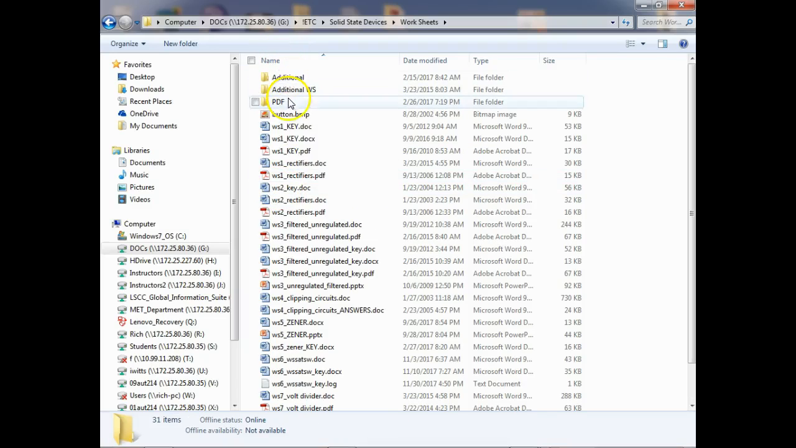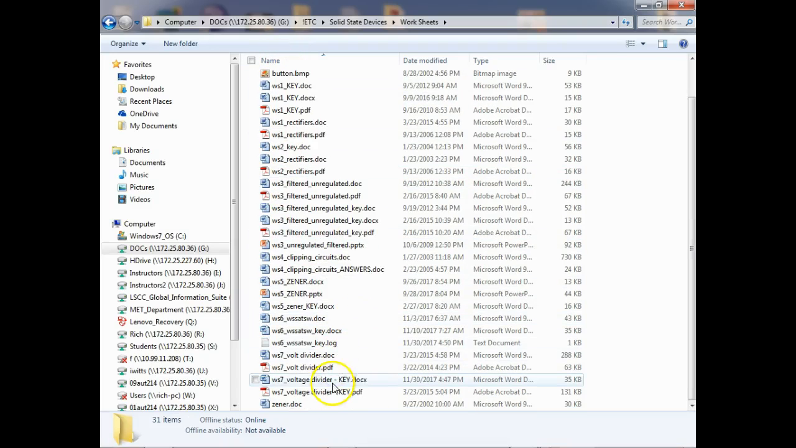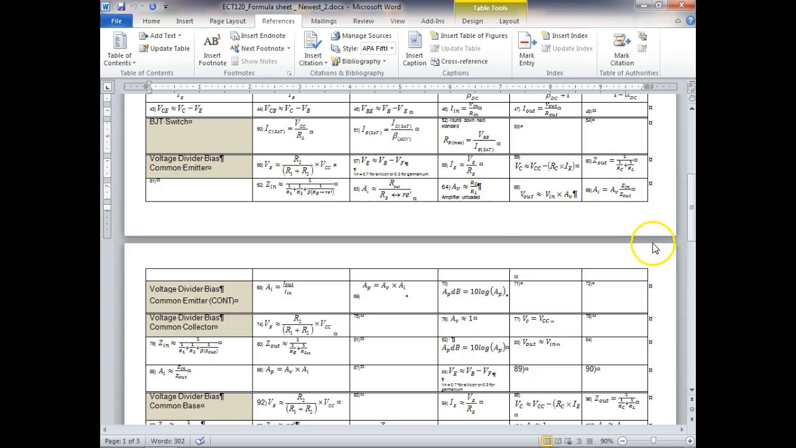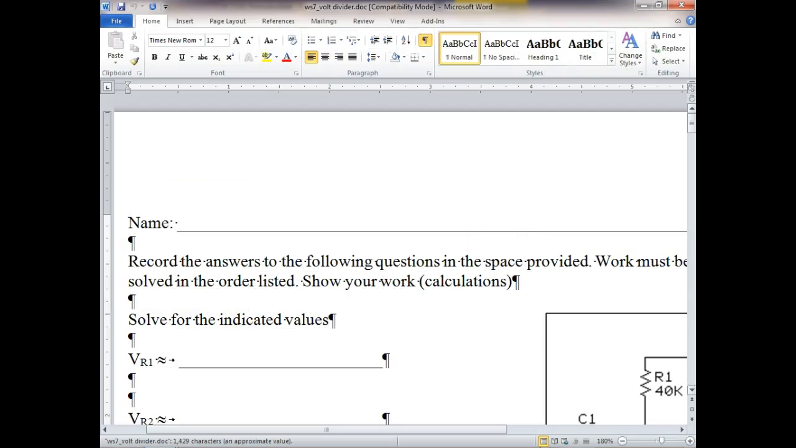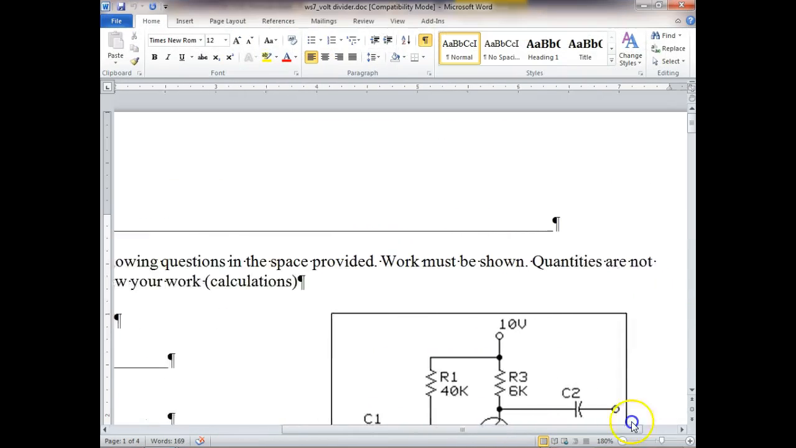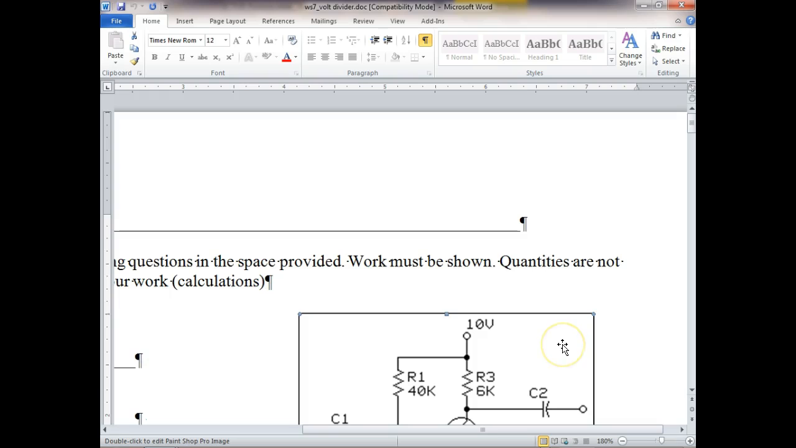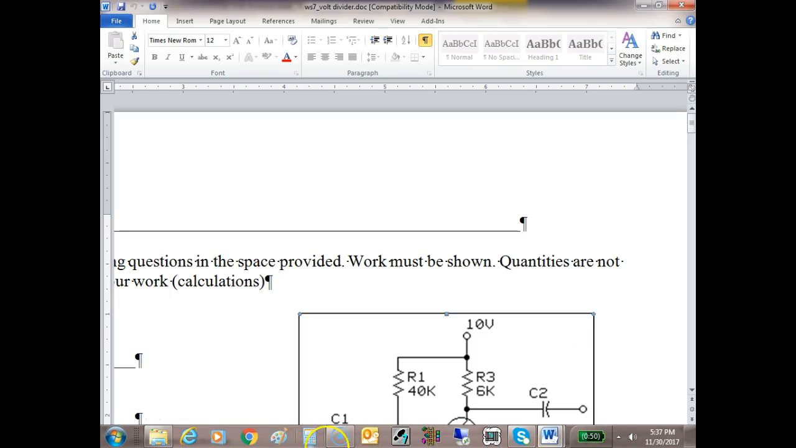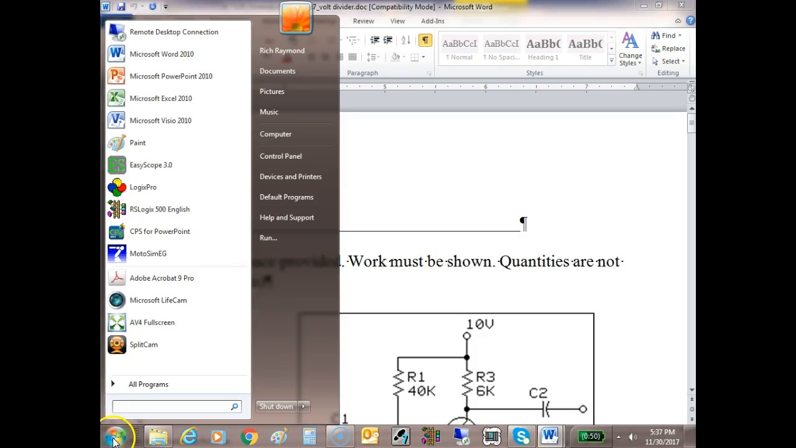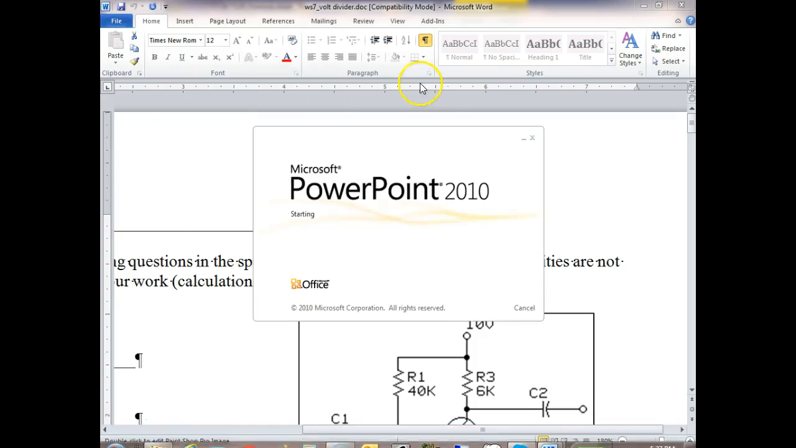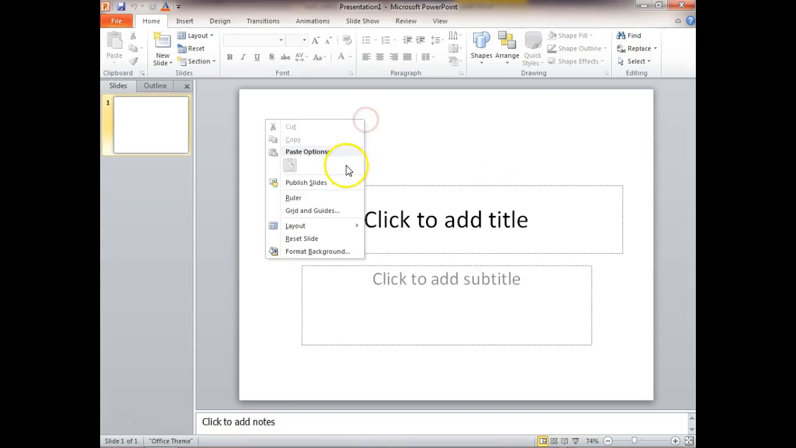So worksheets, voltage divider bias. And then circuit number 1. Of course, all I'm going to do is just clip the circuit out and copy it over to PowerPoint.